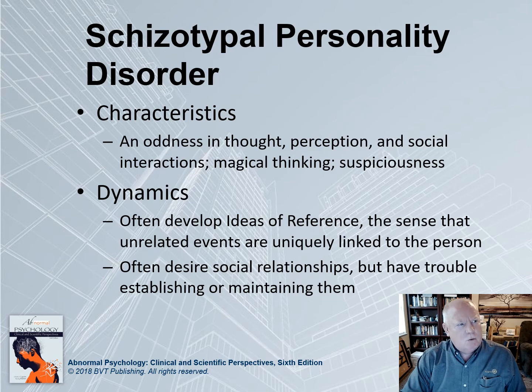Now, these individuals often desire social relationships. That makes them very different from schizoid individuals who have no desire for social relationships, but they have trouble maintaining social relationships. Now, I'm going to get on a soapbox here just briefly. These people often make great friends. They are a little unusual, and sometimes they're more than a little unusual, but they're usually not psychotic, and their risk for psychosis is relatively low.